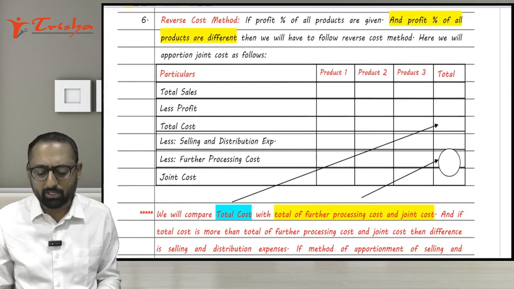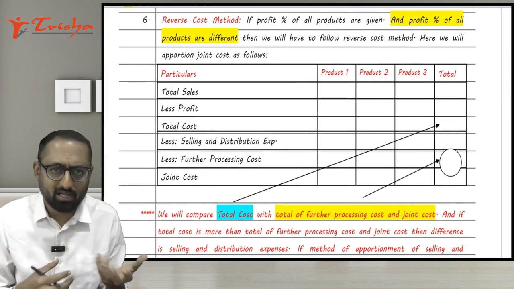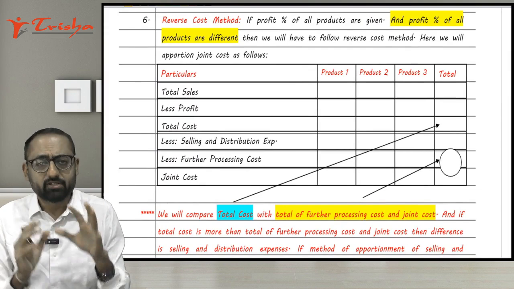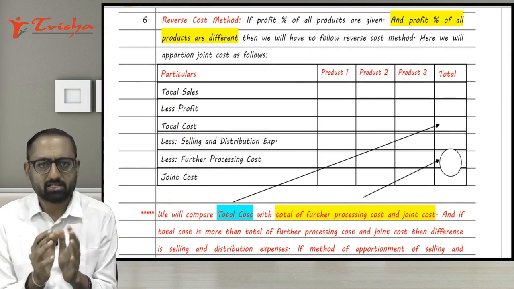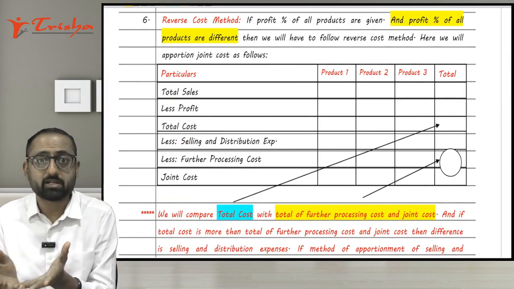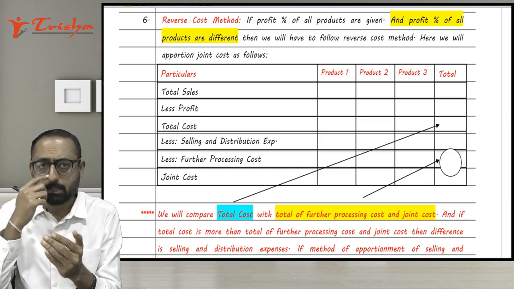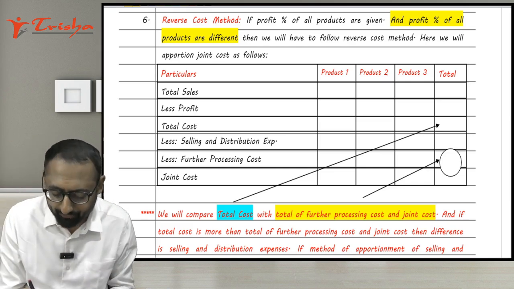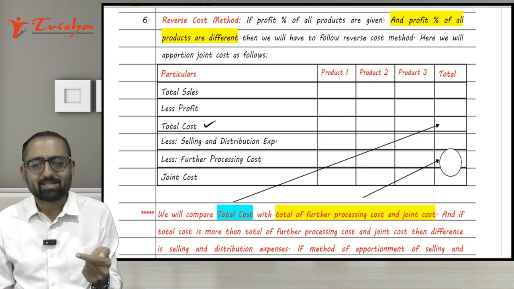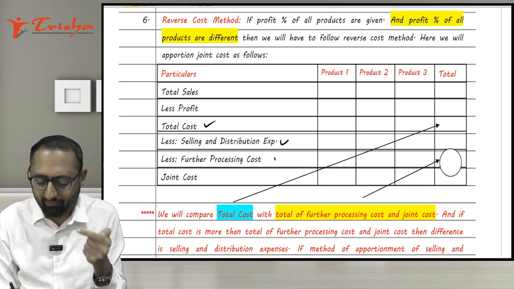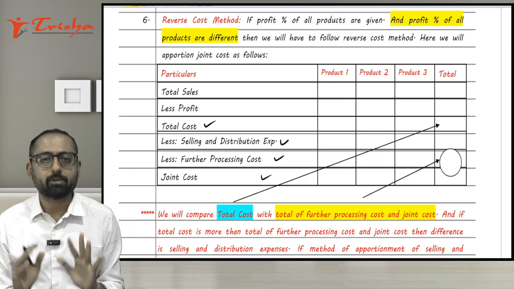Now, how to work out that reverse calculation? It is also called Tarak Mehta ka Ulta Chashma. Means what? Guys, first of all, you write the final sales value minus profit. Profit percentage is given, so sales minus profit will be your total cost. Right, guys? Total cost minus selling and distribution expenses minus further processing cost. The remaining will be your joint cost.